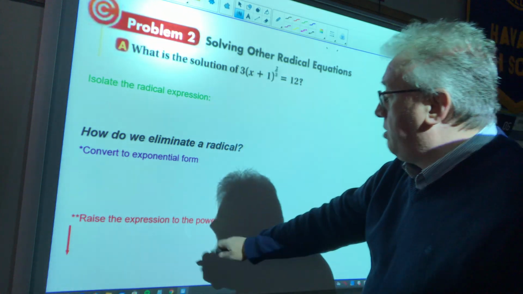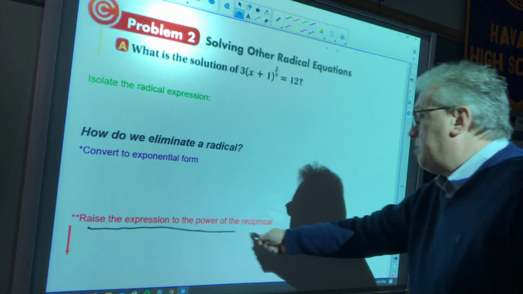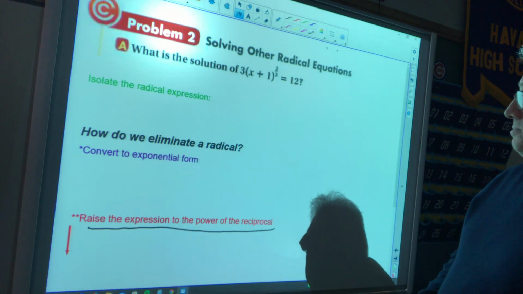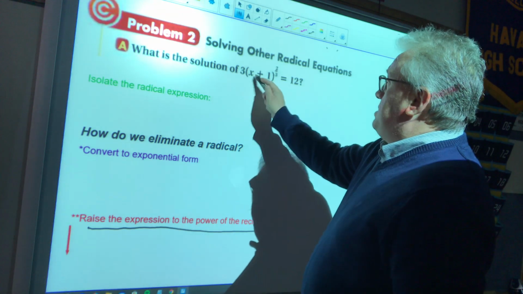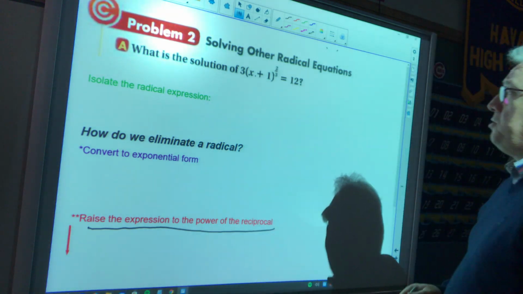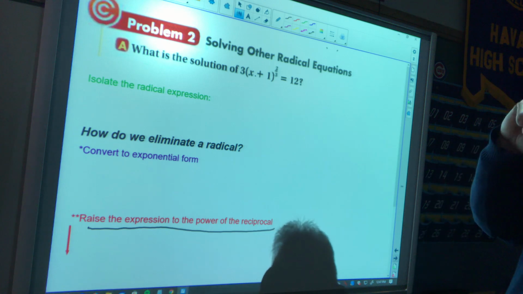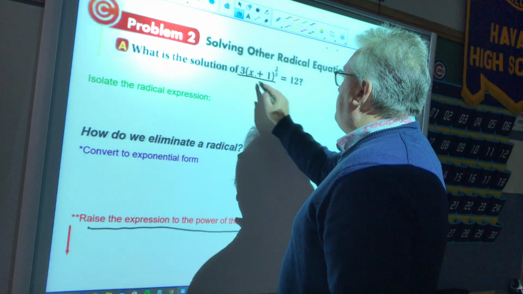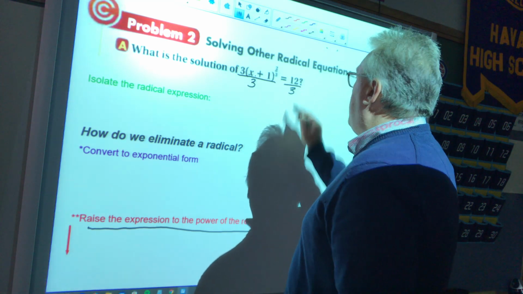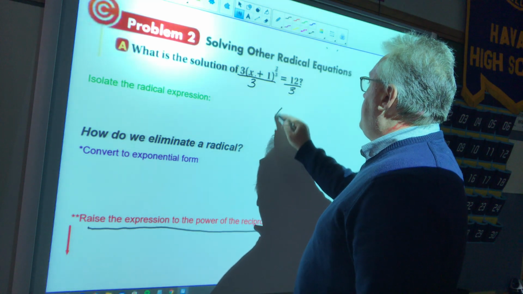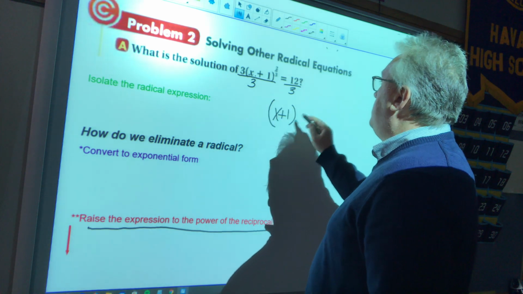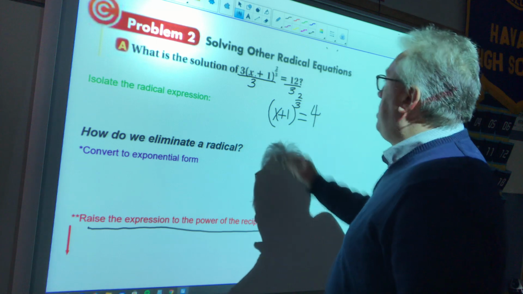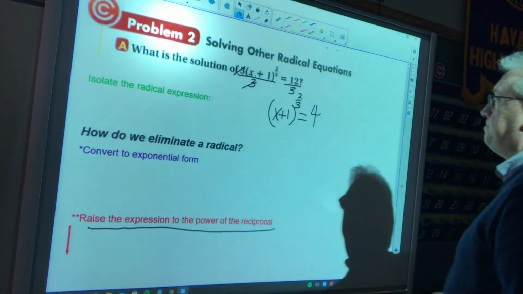Here, you're really going to see this part. Raise the expression to the power of the reciprocal. That's going to be very, very important. So we've got 3 times the quantity x plus 1 raised to the 2/3 power equals 12. Number 1, isolate the radical expression. So we need to divide both sides by 3, so that we get x plus 1 to the 2/3 power equals 4, because these cancel.